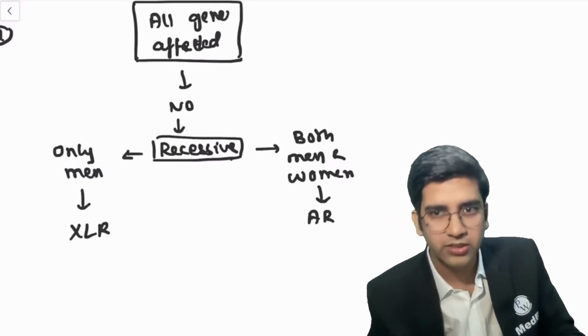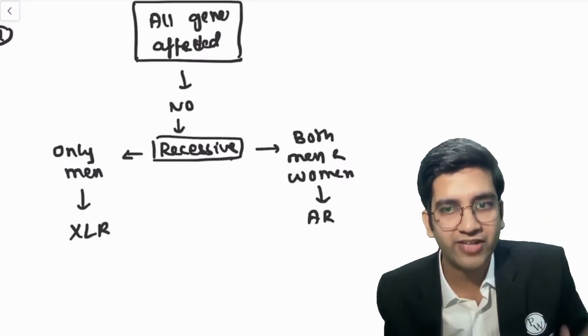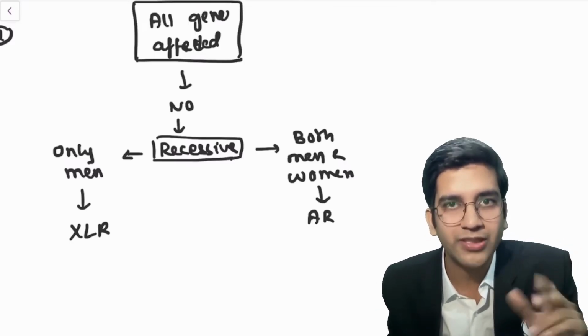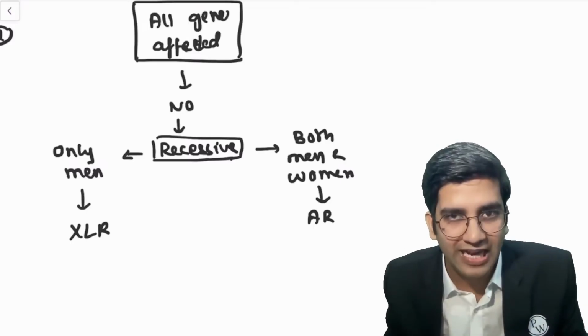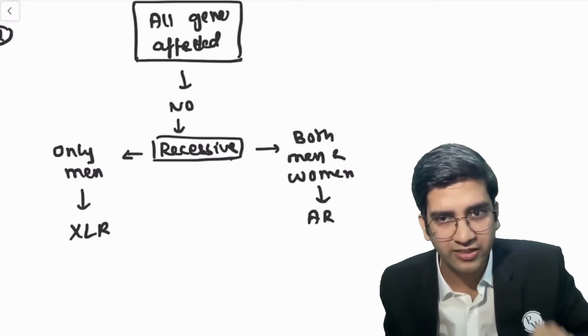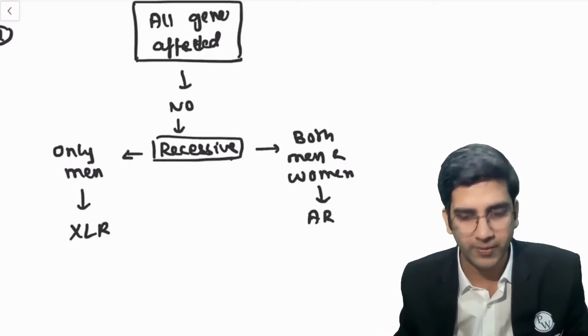Ashutosh, I'm repeating for once. Just listen to me. I just have to look at every pedigree, all generations affected or not. If the answer to this is no, I'm having a recessive disorder. Then I have to look whether only men are having the disease or both men and women are having the disease. Only men having the disease, X-linked recessive. Both men and women having the disease, autosomal recessive. Simple. That's the first thing.